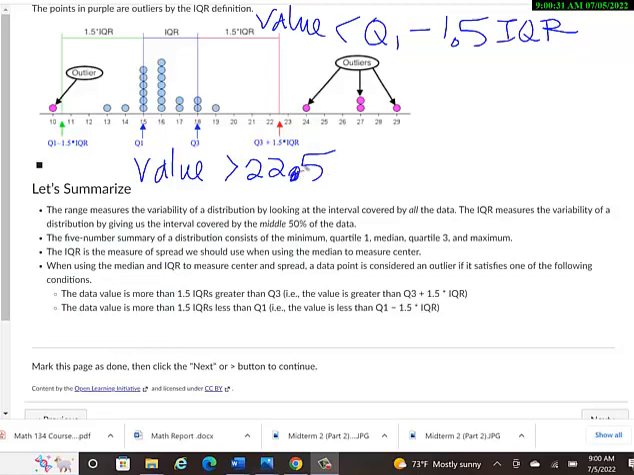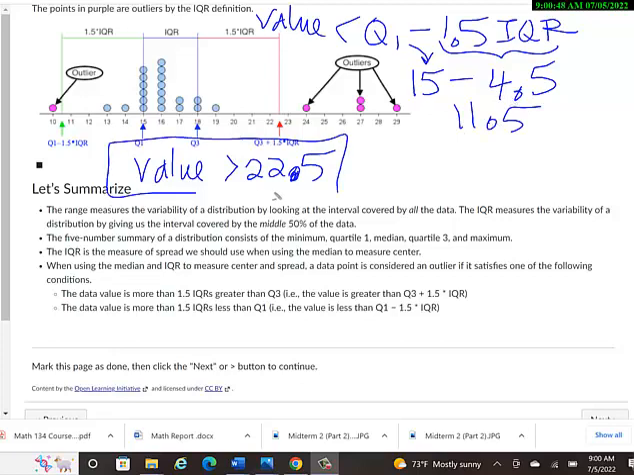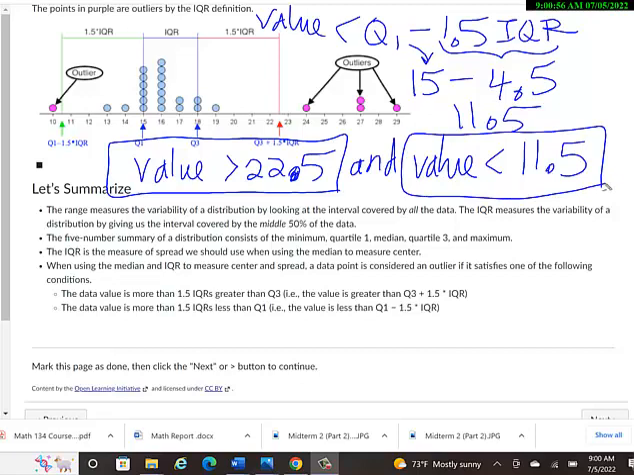Now we're going to see outliers that are low. So what does a low outlier look like? Q1 was 15, we saw that earlier, minus, and this we already calculated, 1.5 times 3 is 4.5. 15 minus 4.5 is 11.5. So we said any values that are greater than 22.5 and any value less than 11.5, those are outliers. So now we finally have a technical definition of outliers.